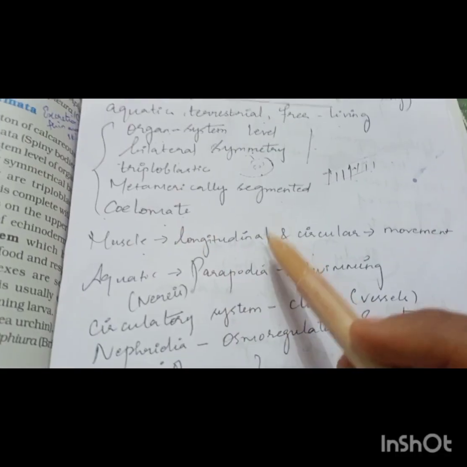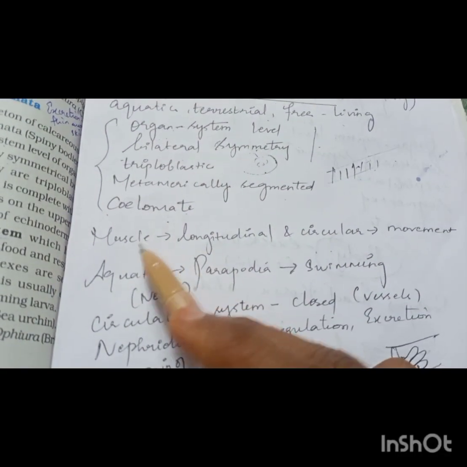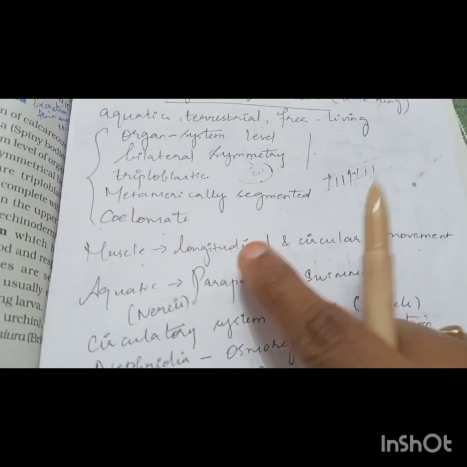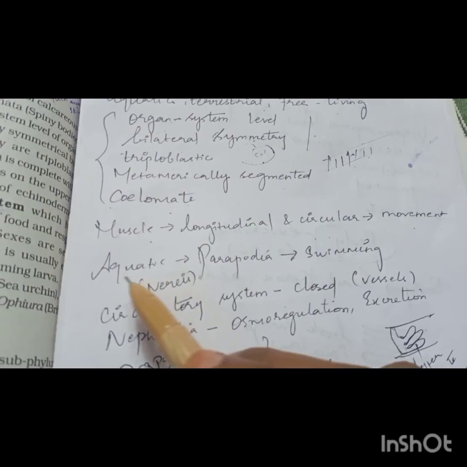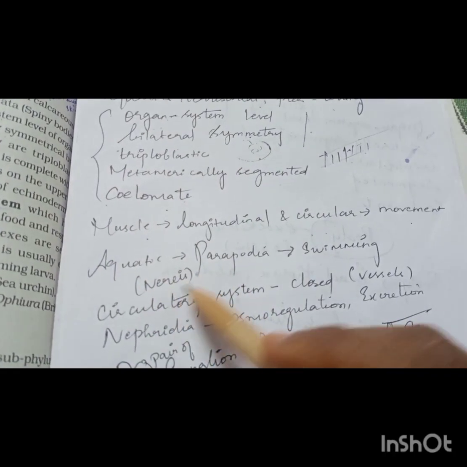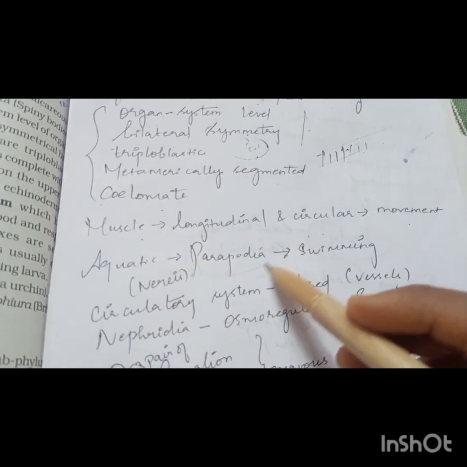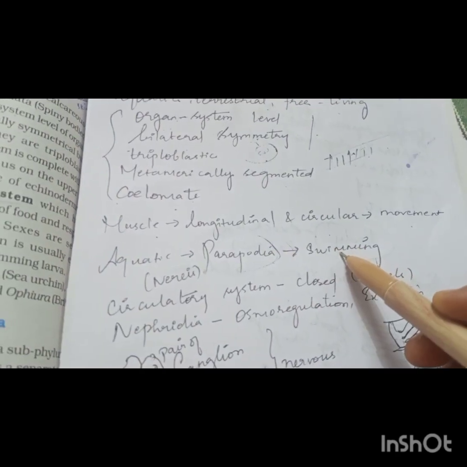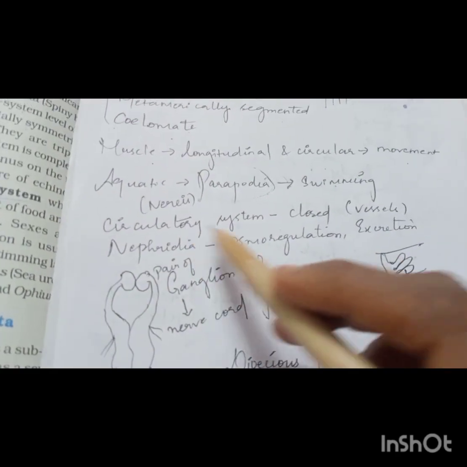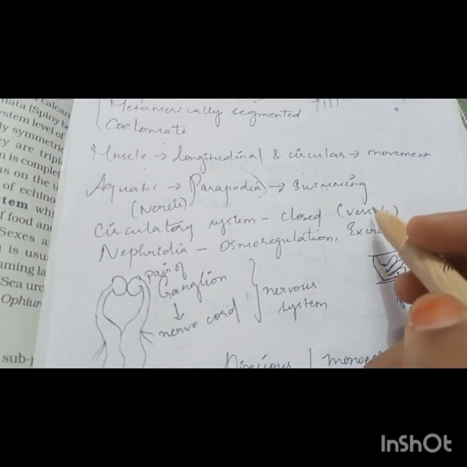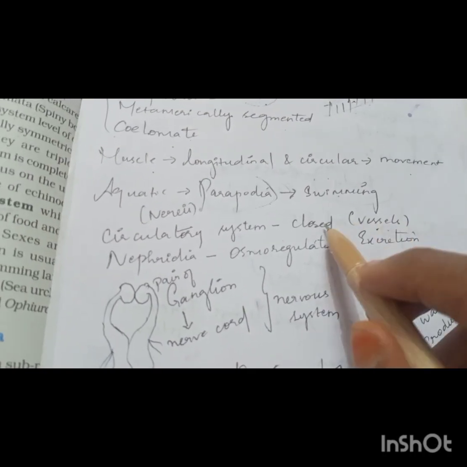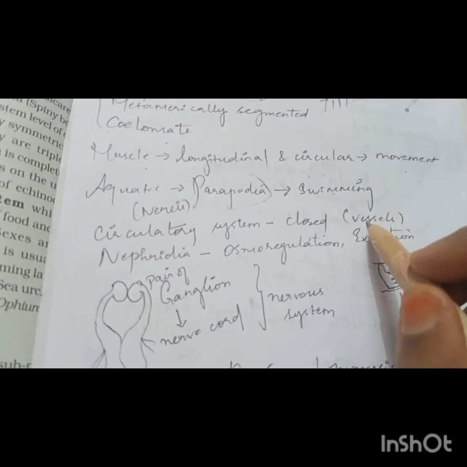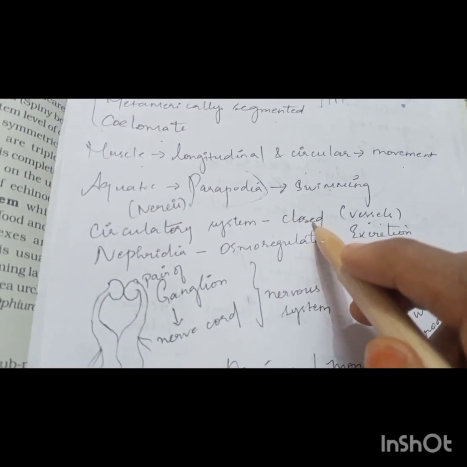Then they have longitudinal and circular muscle which will aid in body movement. You can see earthworm movement, so it is done by the muscle. And in the case of aquatic organisms like Nereis, there is a special structure called parapodia which will help in swimming. And the circulatory system is closed, that is, the blood flow will take place through vessels, primitive vessels. It's not the advanced kind of vessel just like in mammals. It is a primitive vessel. So since the blood is flowing inside the vessel, the circulatory system is closed.